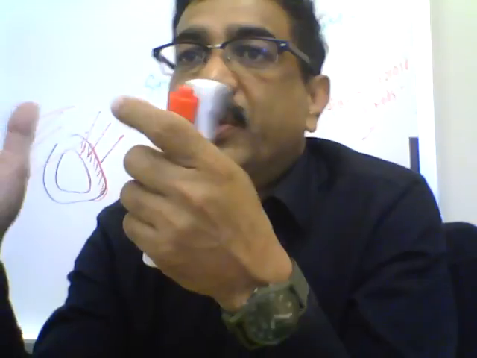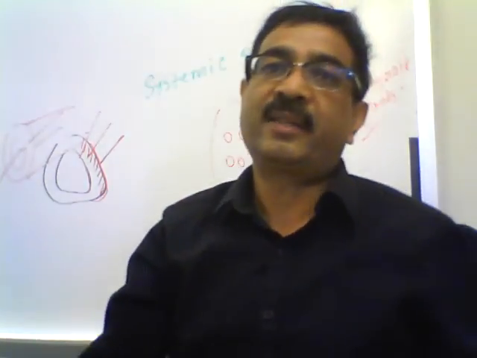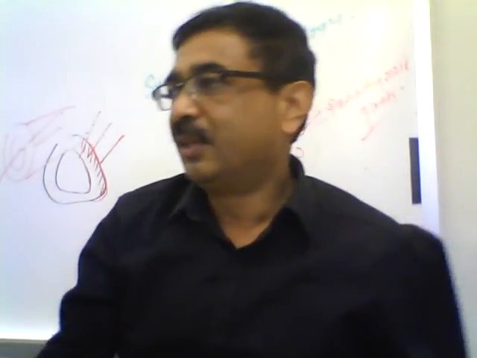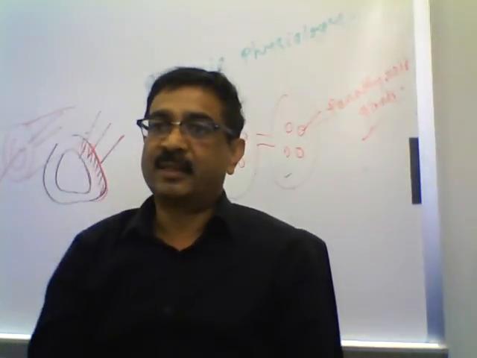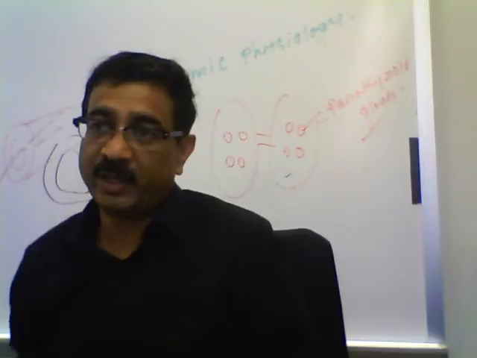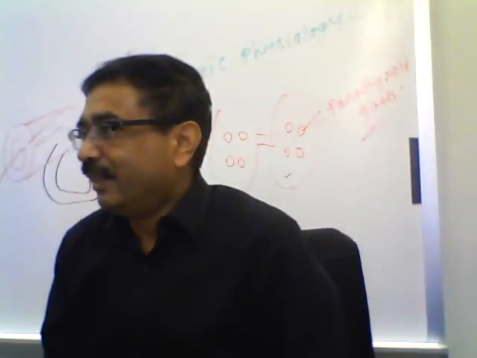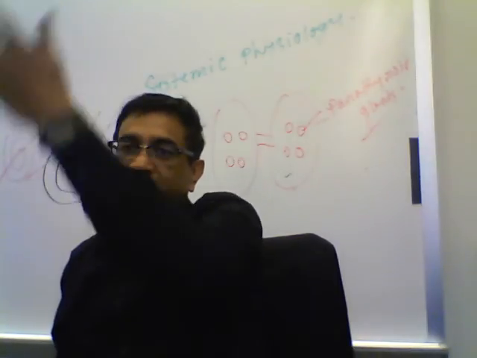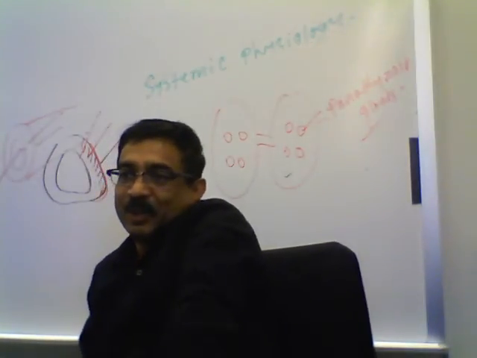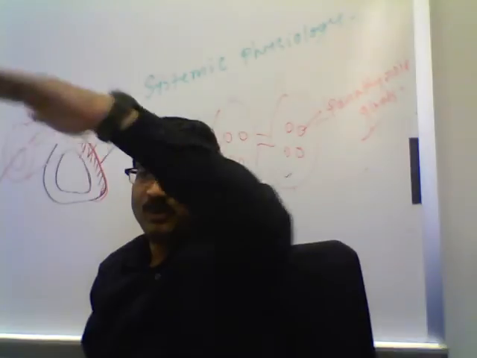parathyroid hormone increases the calcium in the blood. Calcium regulation: thyroid hormone decreases, parathyroid hormone increases the calcium. And by the action of those two, your calcium is controlled.